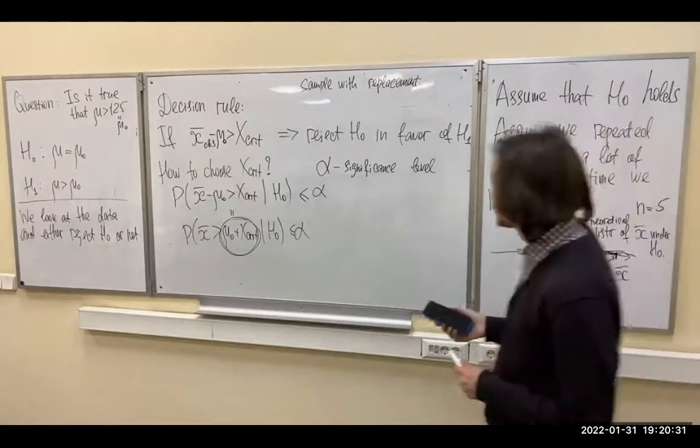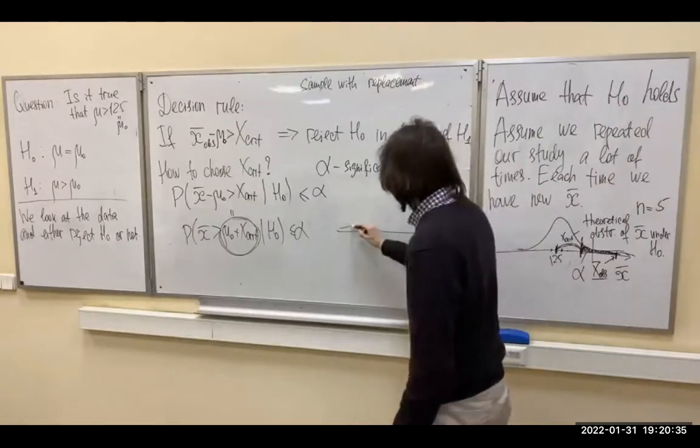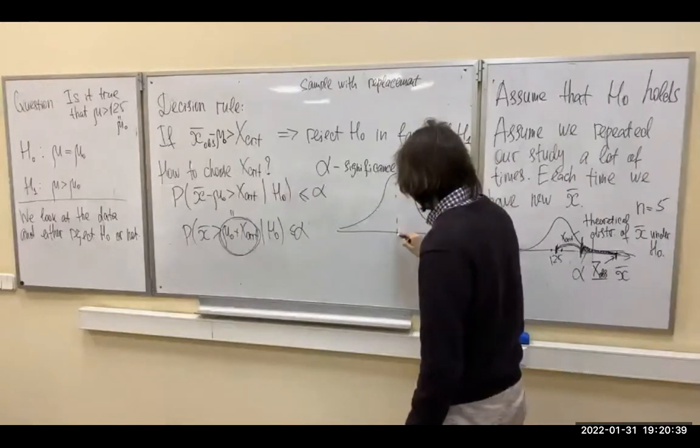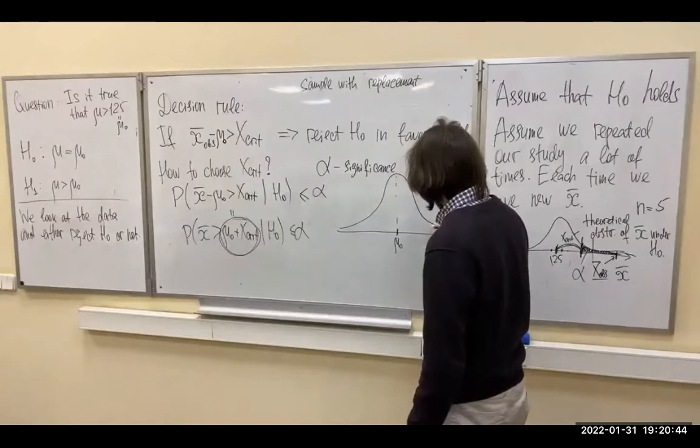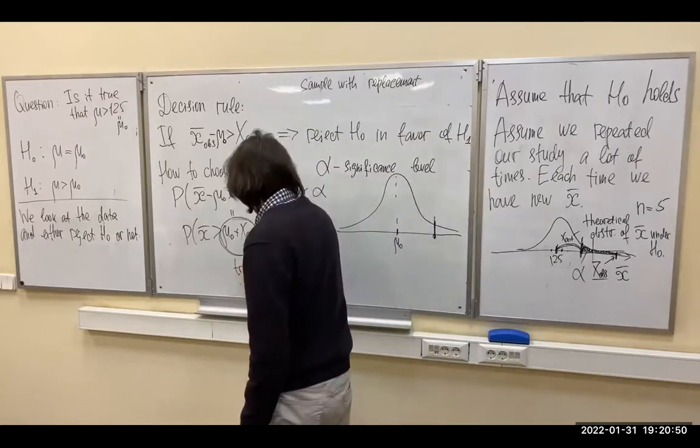Let me redraw this picture once again, just to make it more clear. So we have mu naught here, and we have some threshold here. Let me denote this by threshold.